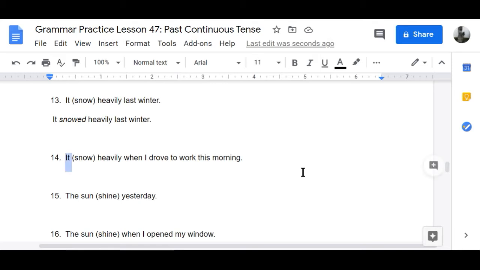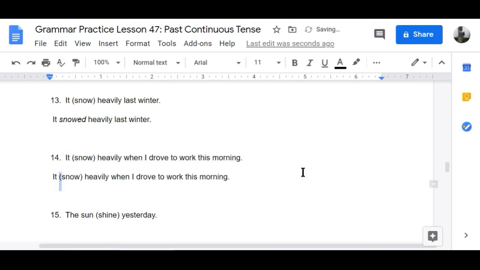So guys, I drove to work this morning. So it was what? It was snowing heavily when I drove to work this morning.